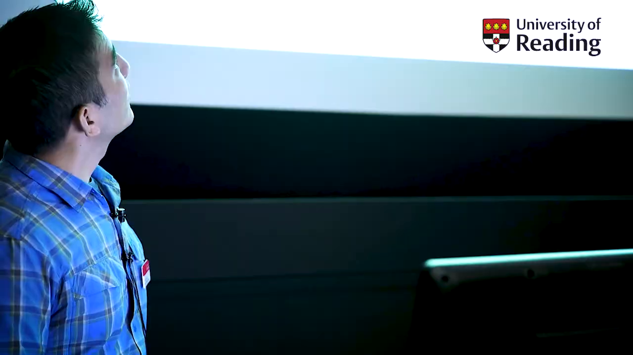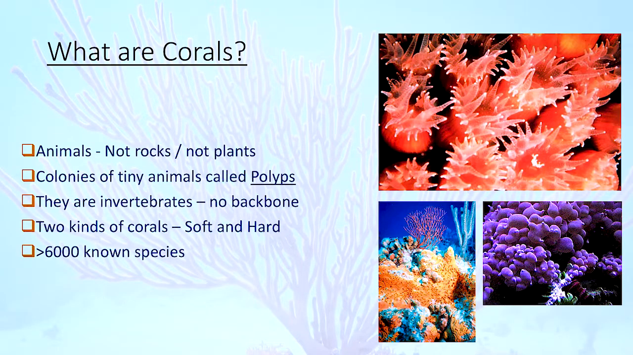So, what are corals? Corals are in fact animals. They're not rocks and they're not plants. They're actually colonies of tiny animals which are called polyps. So here in this photograph, we have a microscopic image of a coral colony, and we have one polyp here. So this is about 2 or 3 millimeters in diameter.